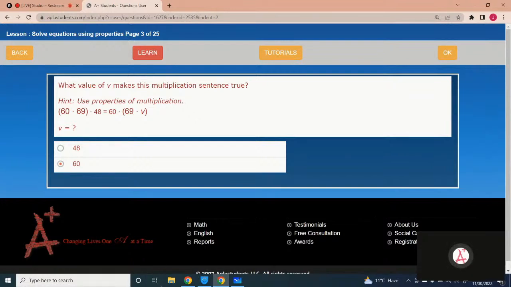So which is the correct option? It would be 48, because at this side you don't have 48. Got it? On both sides the numbers must be the same. 60 and 69 are already there. Here you have 48 but you don't have 48 this side. So that means the correct option is 48. Got it? So select the correct option, then click on the OK button.